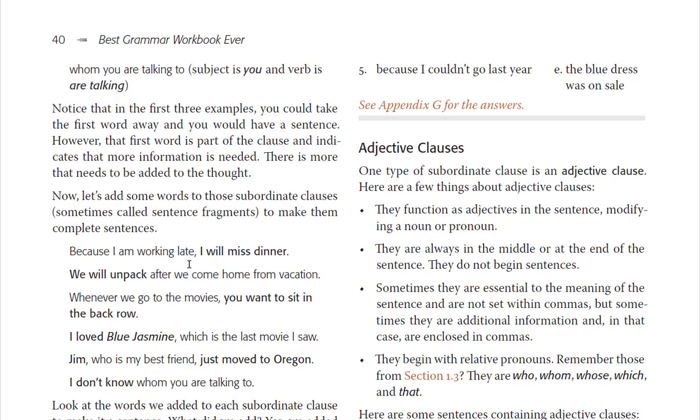Because I am working late, I will make dinner. So you have a dependent clause and an independent clause. Together, it's called a complex sentence. We will unpack after we come home from vacation.